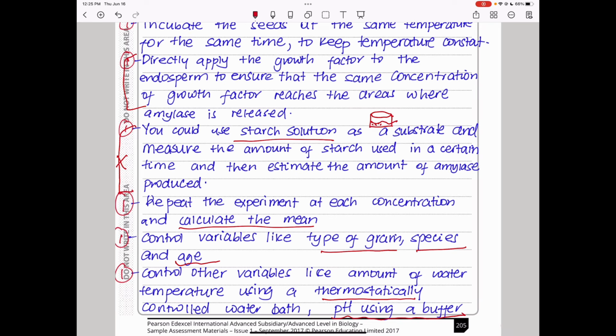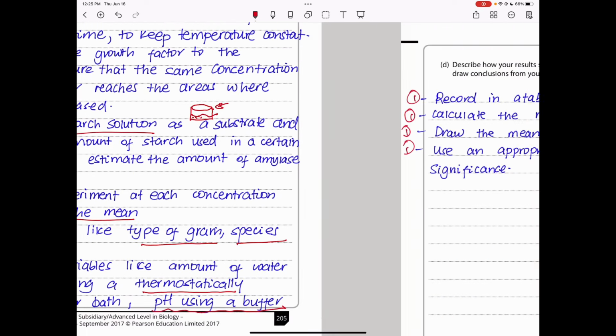And like I said, in this method I put two possible alternatives. For the starch solution, it's okay, there you have to do the concentration. However, if you want, you can use the solid agar starch mixture, and then here you will measure the diameter of the zone that is clear around the seed.